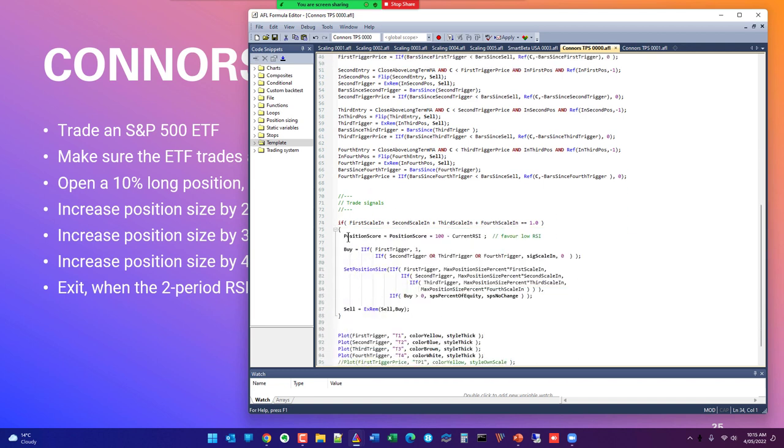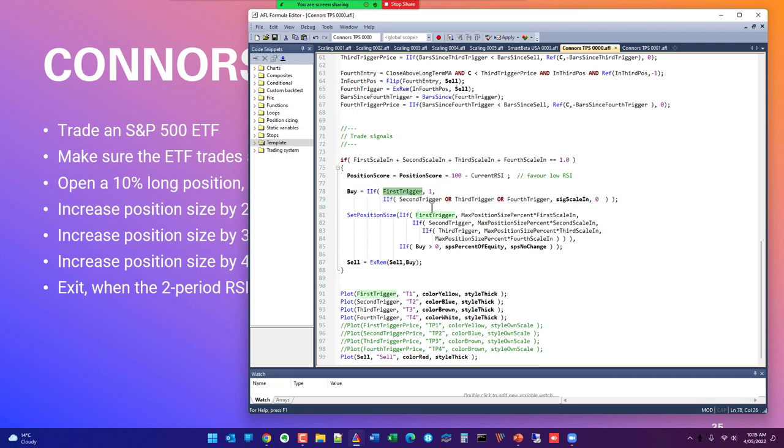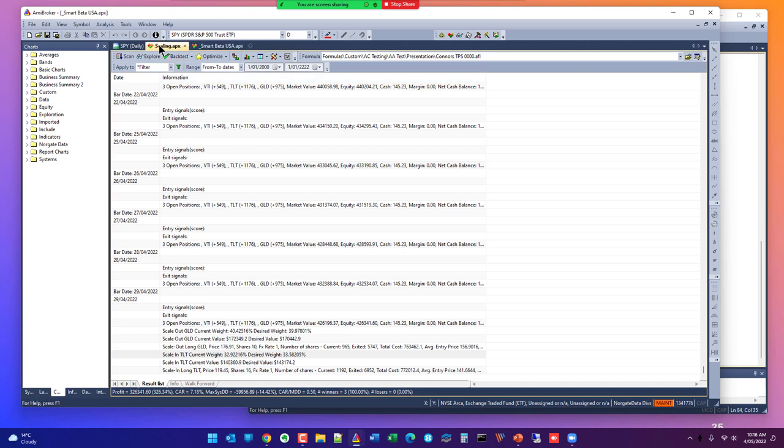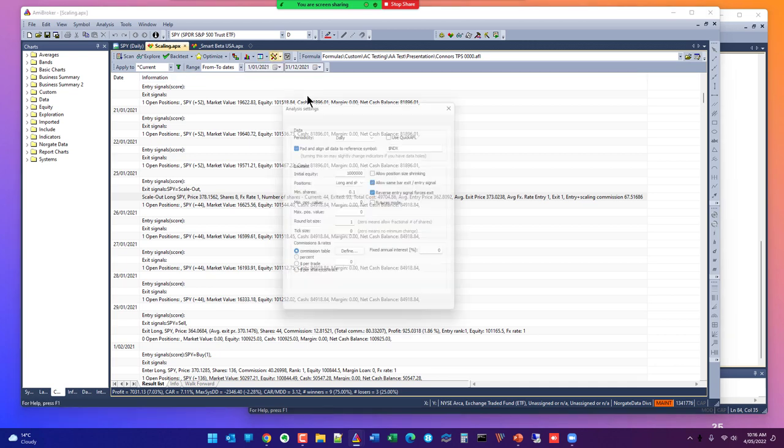And then here it actually does the buy. There's the buy array, which may look familiar to you because it's just buying on the first one and then all the others are scale-ins, and the position size is calculated based on the values of those parameters and which of the triggers was triggered at that point. So let's have a look at it in practice. Let's just send it to the backtester. Connors TBS, here we are. So go back to the trade list.